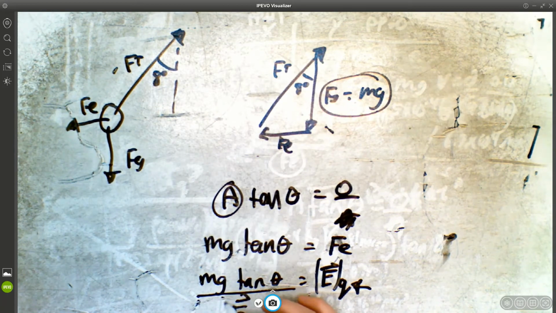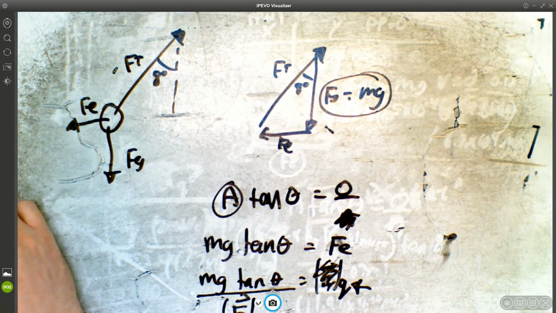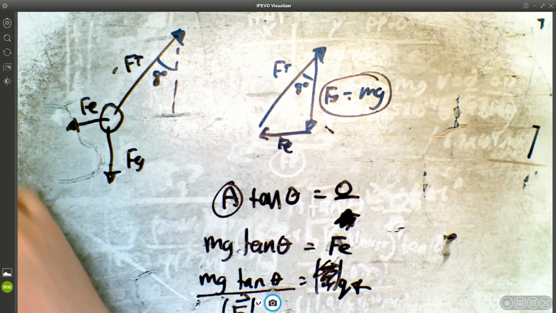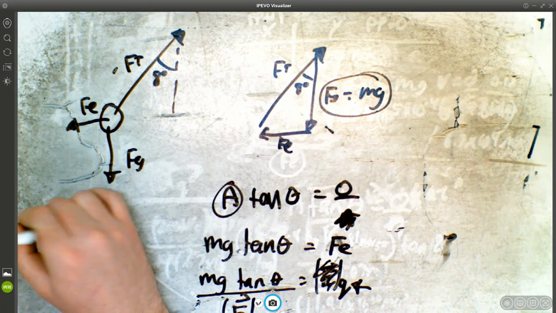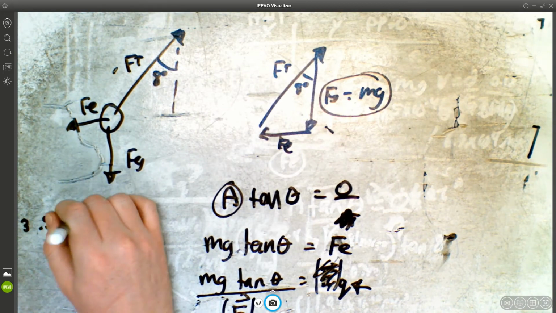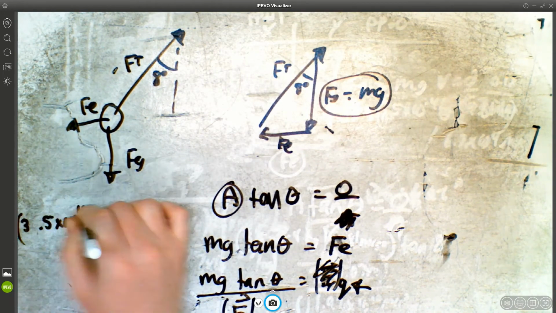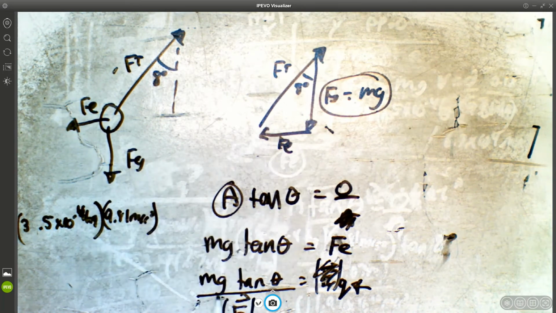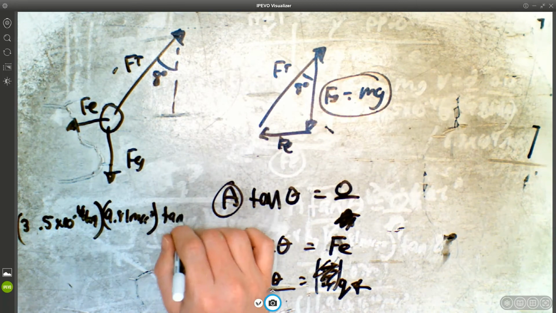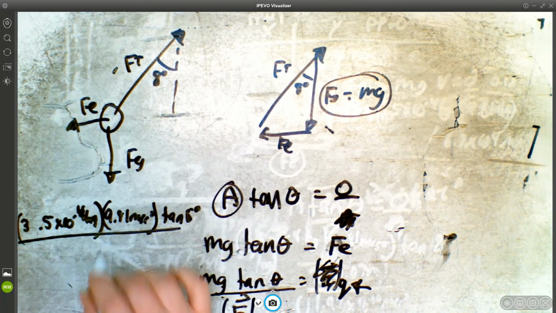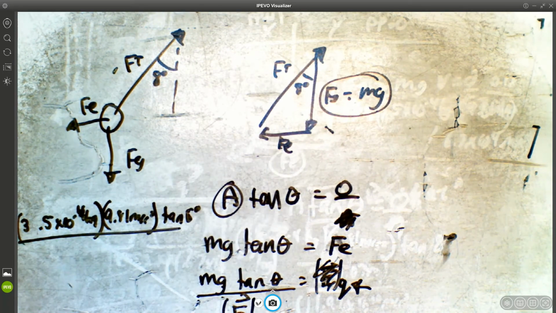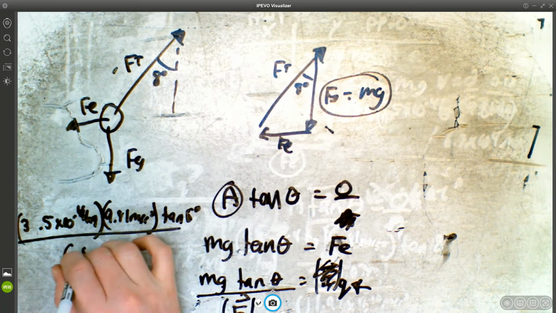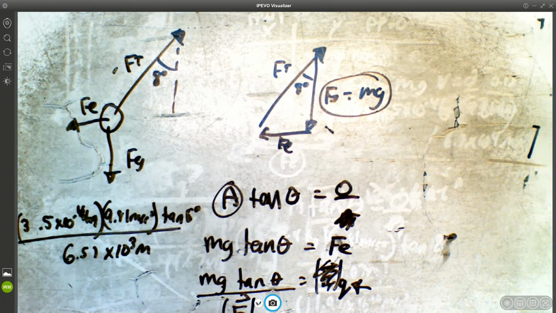So if I move my electric field down below, I can do it all in one. Right? So I'll move it over here. So my mass in the question is 3.5, yes, that's on the screen, times 10 to the negative 4 kilograms, times 9.81 meters per second squared. Right? That's mg, tan of 8 degrees, all divided by electric field, which they also give us in this question, 6.57 times 10 to the 3 volts per meter.